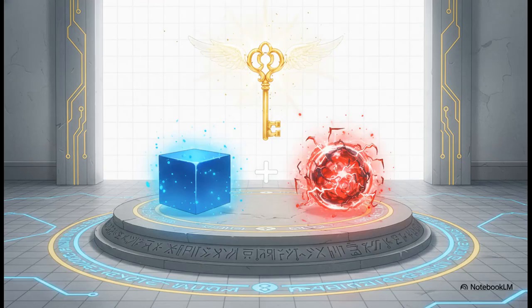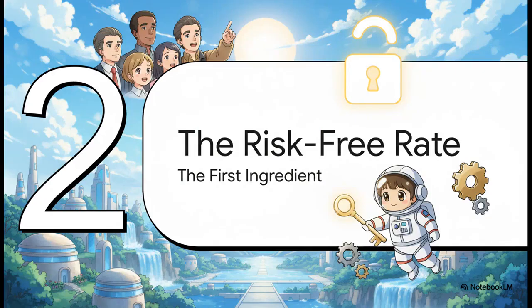You know, the formula itself looks pretty simple, but don't let that fool you. It's incredibly powerful. To get our discount rate, we just need to solve for two things: the risk-free rate, which is our starting point, and the expected risk premium, which is the extra reward we need for taking on all that risk.